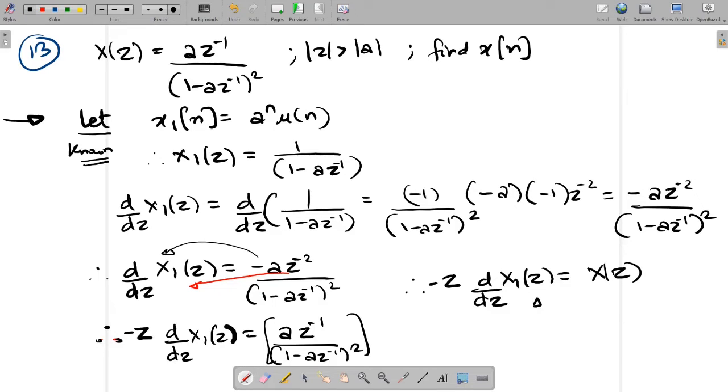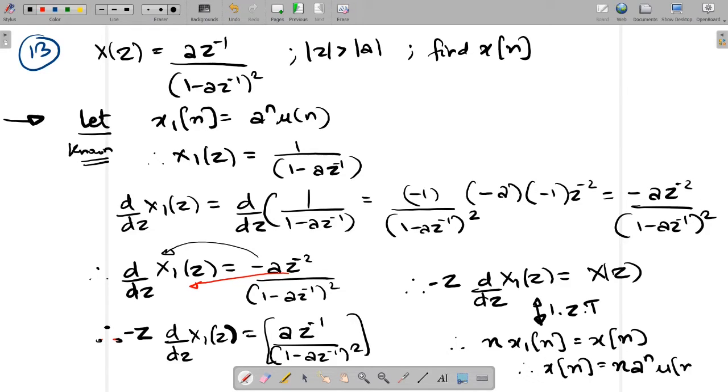Right. So now I can take the inverse z transform. What is minus z d by dz of x1 of z? It is n x1 of n. What is the inverse z transform of x of z? x of n. Therefore, what is x of n? Equal to n into x1 of n. What is x1 of n? You have taken a raised to n u of n. Very good sum. A lot of things to be considered over here. I hope you have understood this. Our main aim was to get this thing over here so that we can use the sum, and then we are using the differentiation in the z domain to get this answer over here.